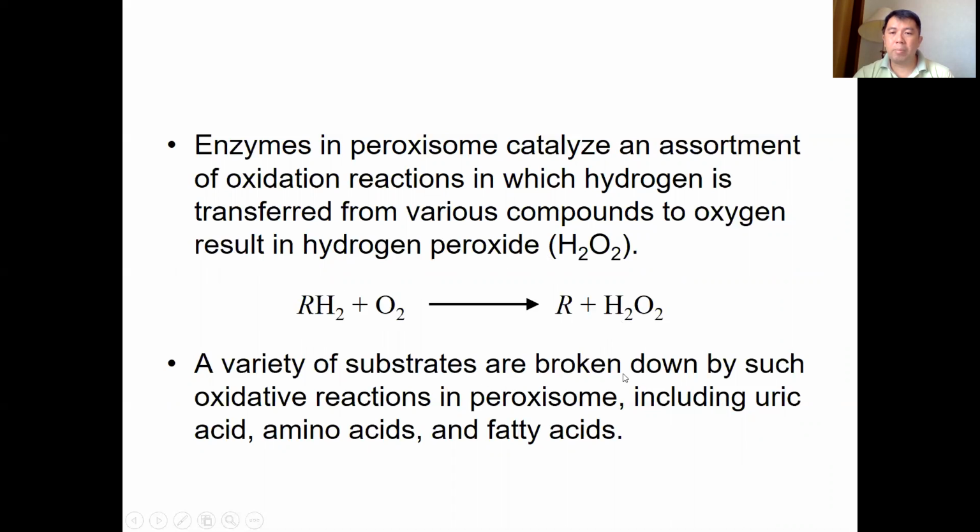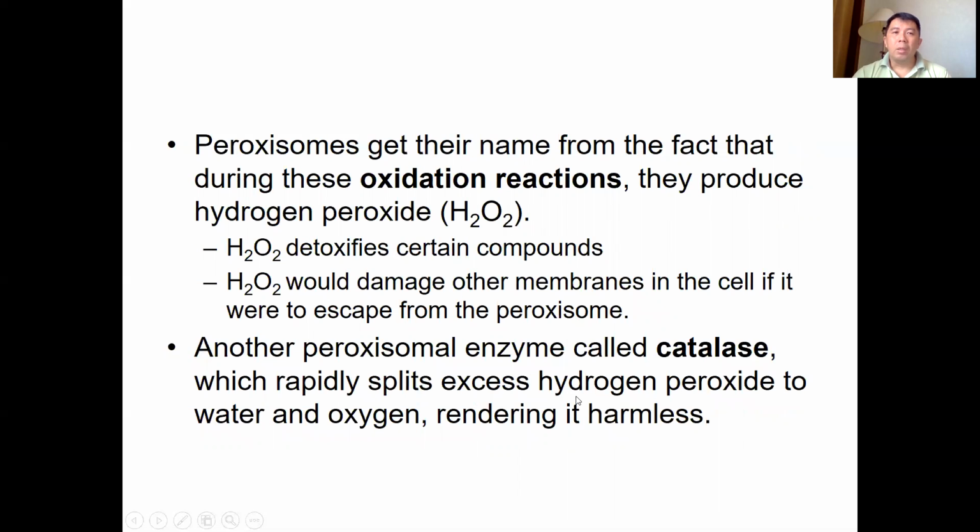A variety of substrates are broken down by such oxidative reactions in peroxisomes, including uric acid, amino acids, and fatty acids. Peroxisomes get their name from the fact that during these oxidative reactions, they produce hydrogen peroxide. The hydrogen peroxide is used to detoxify certain compounds. However, it would damage other membranes in the cell if it were to escape from the peroxisomes.